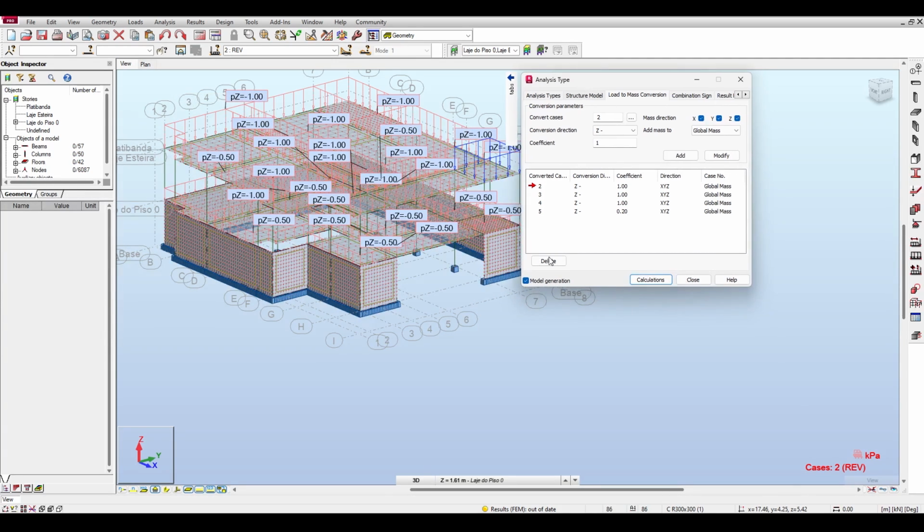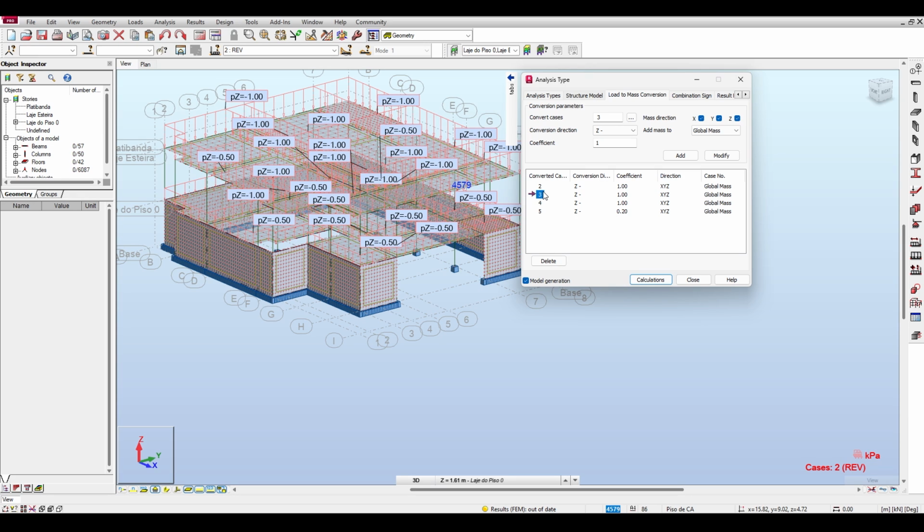And you can see that the current loads have been defined as masses as follows. 2, 3, and 4, which are the dead loads, it seems, have been defined as 1, meaning that I will take the full load of case number 2, for example, and I will consider it to be a mass.